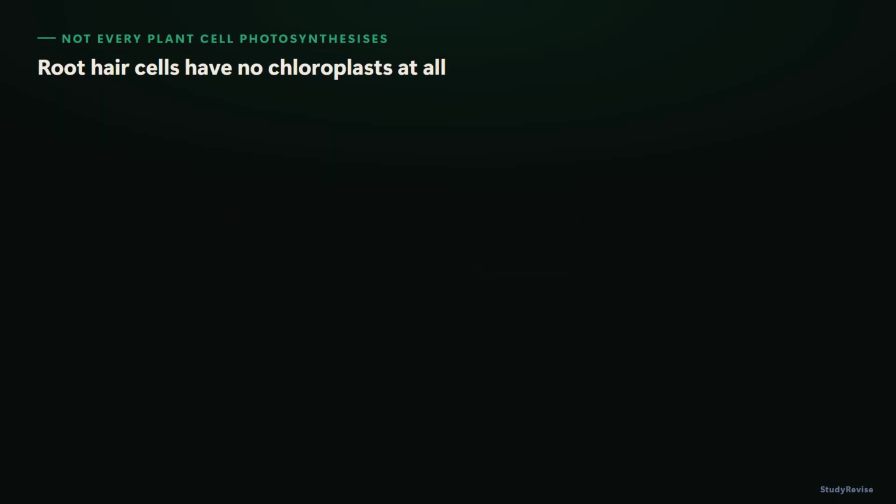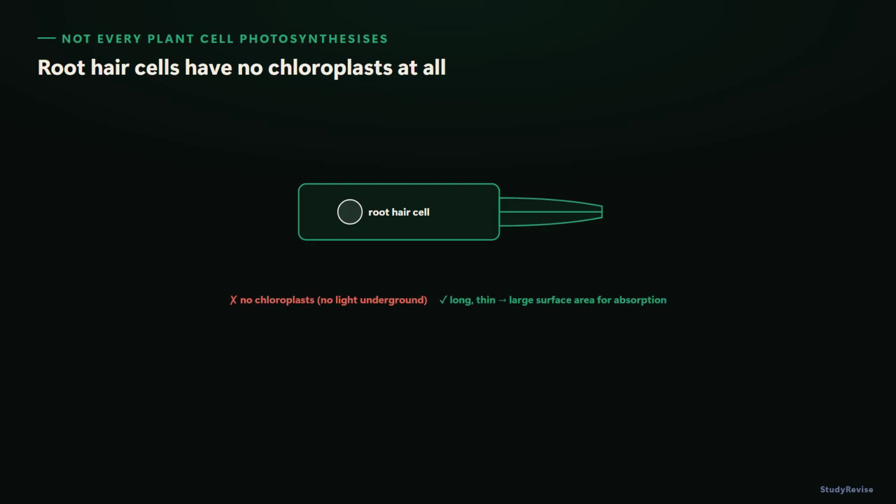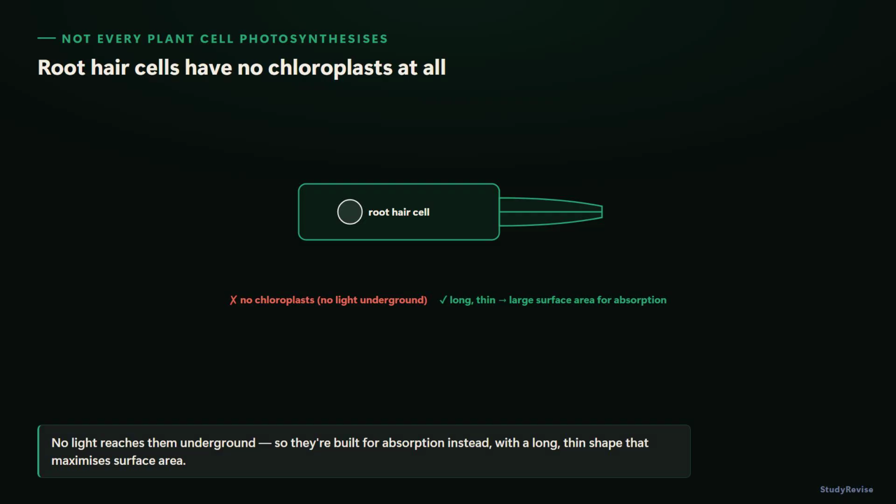One last correction, and it comes from over-applying a rule that's usually true. Plant cells photosynthesize. That's a fair general rule, but root hair cells break it completely. Root hair cells live underground, in the soil, where no light ever reaches them. So they contain no chloroplasts at all and cannot photosynthesize. What they're actually specialized for is the opposite job, a long, thin shape that maximizes surface area, built entirely for absorbing water and minerals from the soil. Not every plant cell does the same job. Root hair cells are built for absorption, not production.